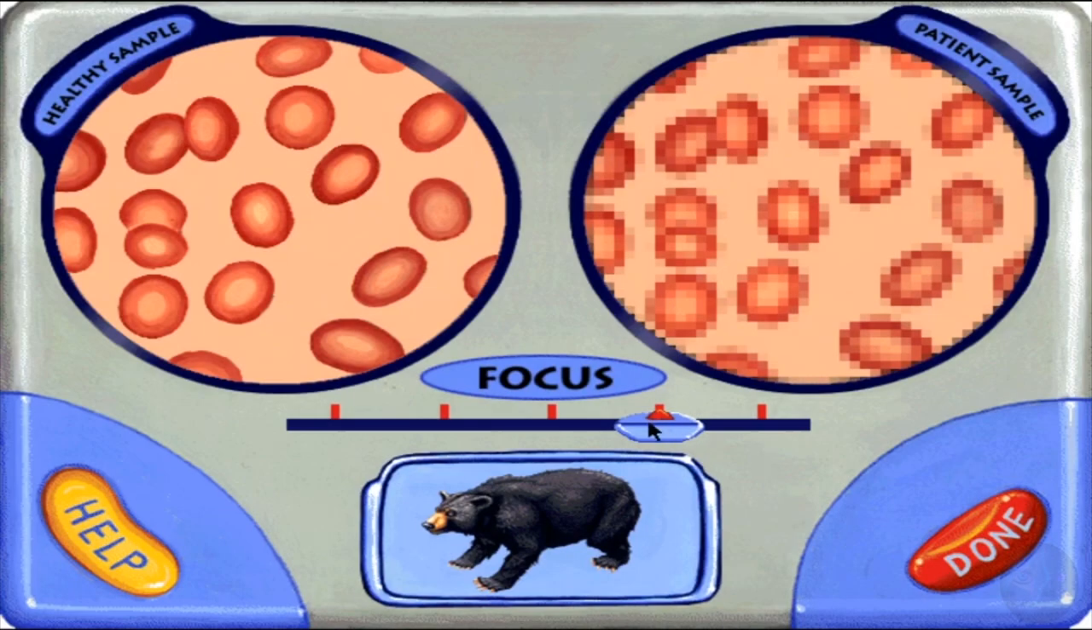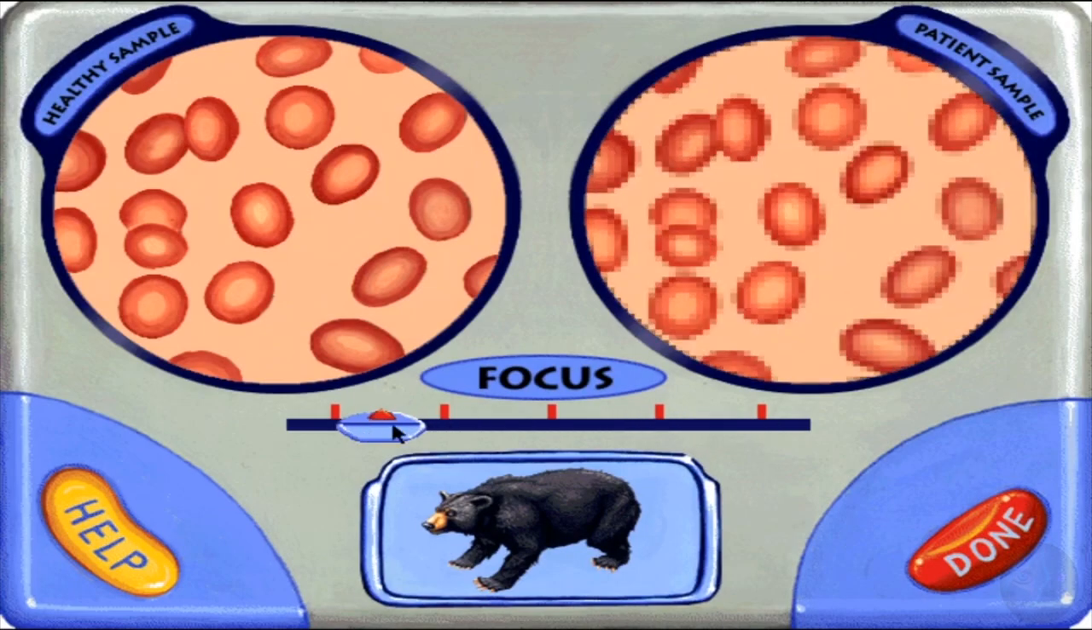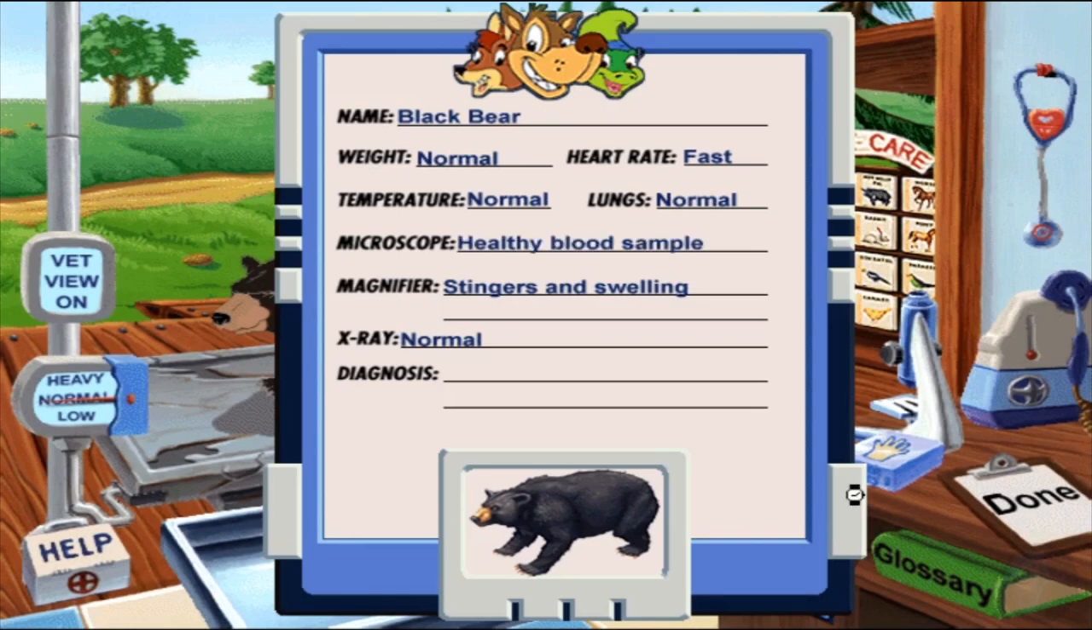Go ahead and focus these black bear bloods. Well, this sample looks healthy. Let's move on to another exam tool. Healthy blood sample. The black bear weight reading is normal, and the heart rate reading is fast. The temperature and lung readings are normal. The microscope slide sample is normal. But stingers and swelling can be seen with the magnifying glass. The X-ray shows no problems. The black bear has multiple bee stings.